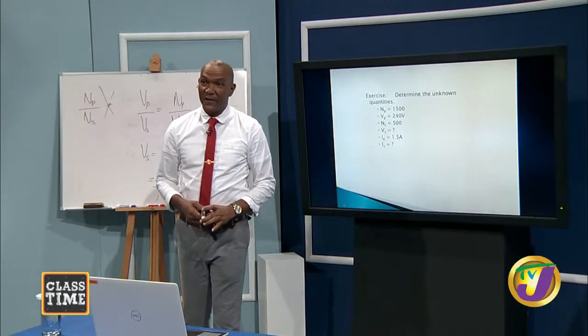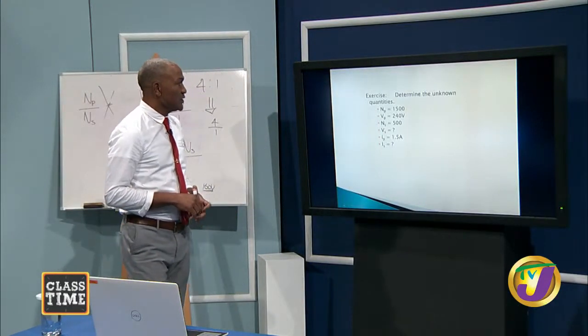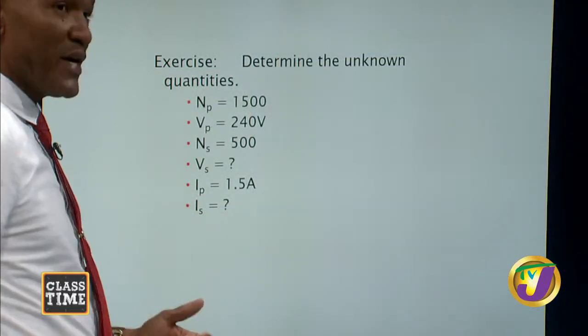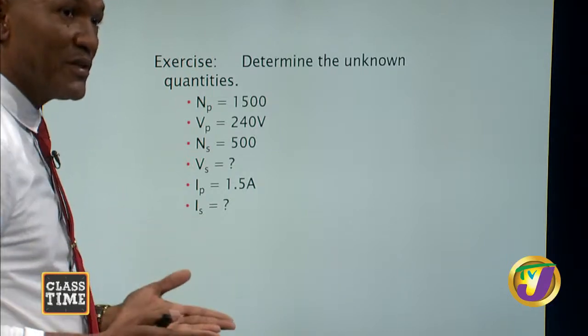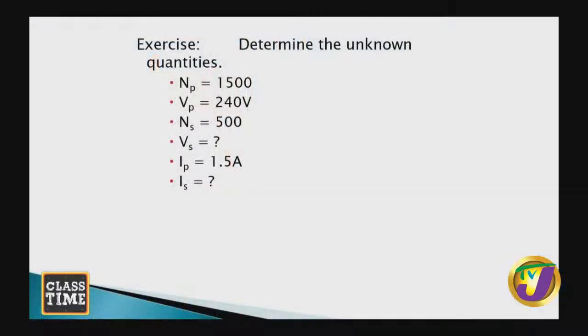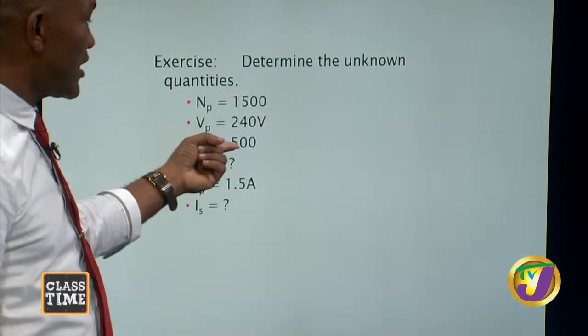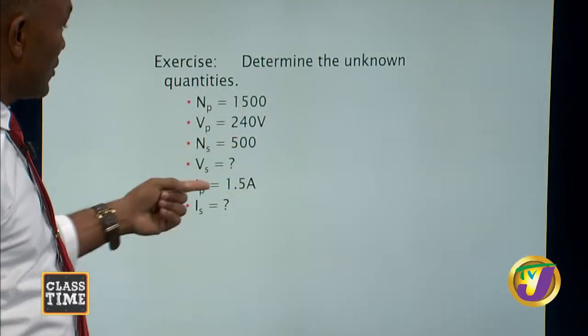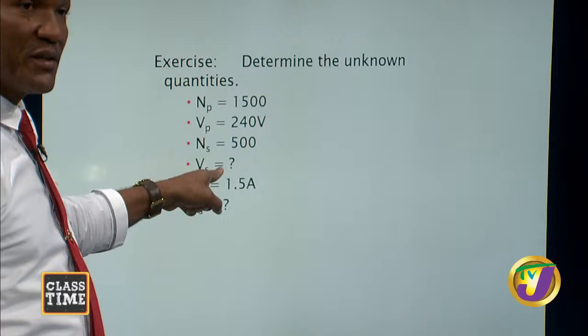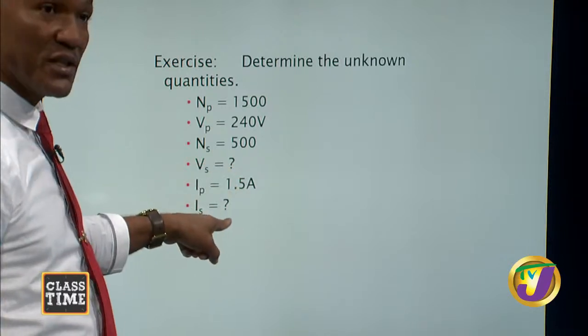And you have an exercise right here. The exercise: determine the unknown. From this set out, you could write a statement. Or from a statement, you could actually put it in data form. This could be written in words to say, a transformer with 1500 turns in the primary is connected to 240 volts with a secondary turns of 500. The current flowing through the primary coil is 1.5 amp. Determine your secondary volts and also your secondary current.